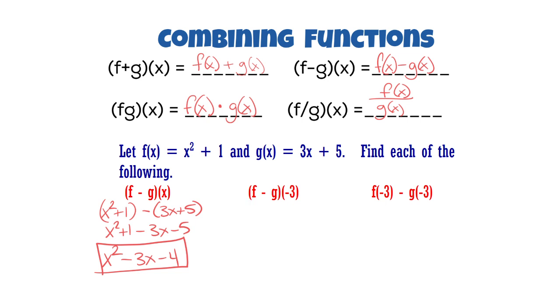Take a look at this next one. It's still f minus g, but instead of x, we're going to do f minus g of negative 3. That just means you're going to replace your x with a negative 3. I've already done the f minus g of x. I'm just going to take negative 3 and plug it in for all of the x's that we have. I'm going to end up with negative 3 squared minus 3 times negative 3, and then minus 4. That's going to turn into 9 plus 9 minus 4. 18 minus 4 is 14.